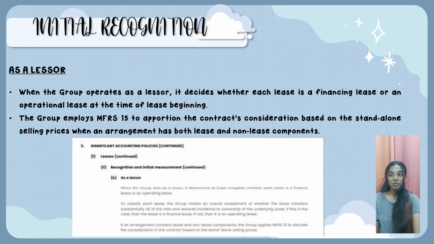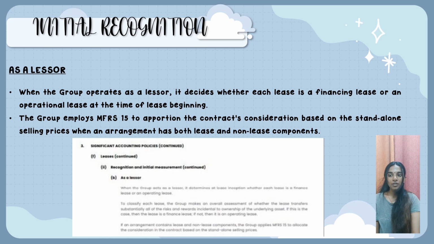When the group operates as a lessor, it decides whether each lease is a finance lease or an operating lease at the time of lease beginning. The group evaluates each lease to see if it has substantially transferred all the risks and benefits associated with the ownership of the underlying asset before categorizing it. If so, the lease is qualified as a finance lease, otherwise it is an operating lease.